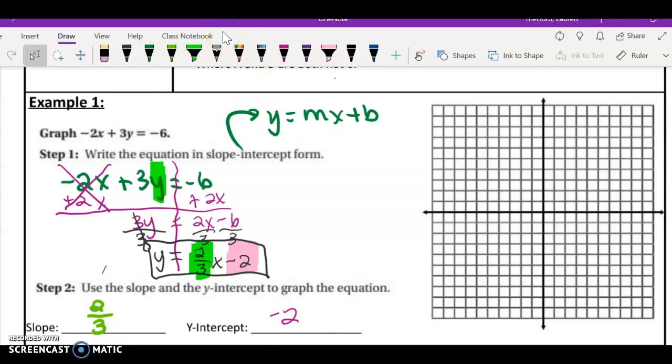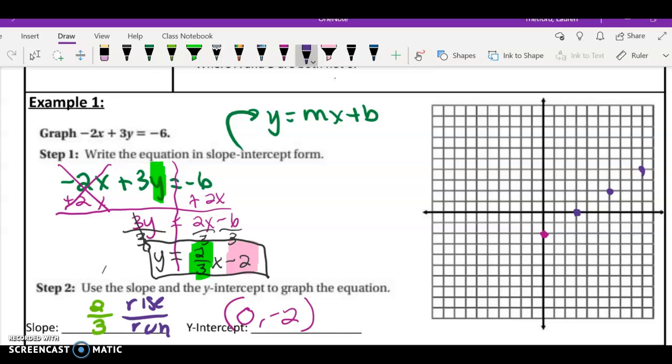So what that means on the graph is I go down 2 on my axis, and I plot that point. Because remember, your y-intercept is (0, negative 2), and that's the point that goes on the graph, and that's always the first point we make. Then I use my slope. I'm going to go up 2, because it's rise over run. So I go up 2 over 3, and I plot a point, and repeat.